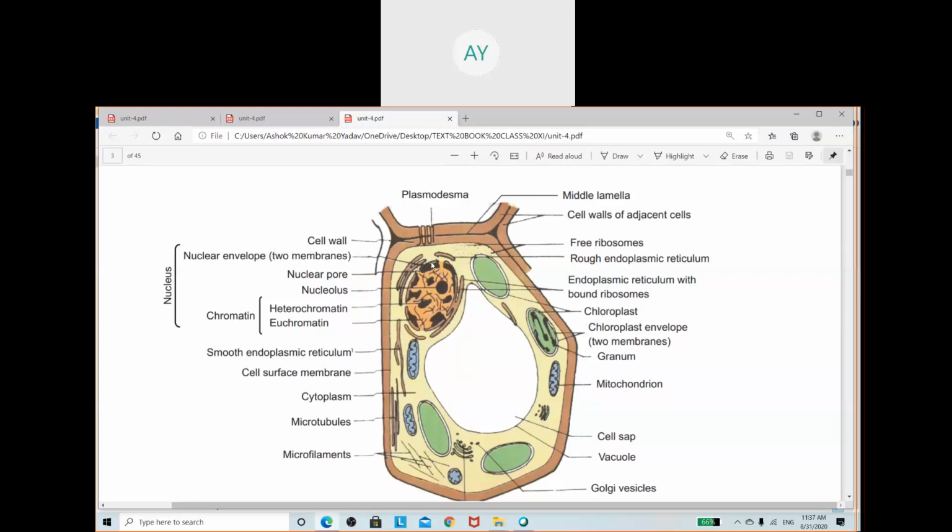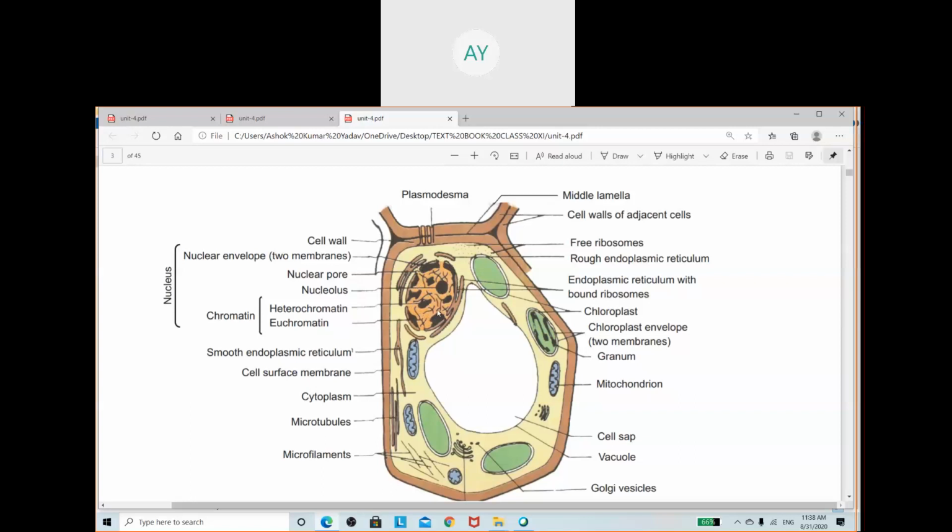And the other word is nucleoplasm. Please write the word nucleoplasm. So what is nucleoplasm? The liquid inside the nucleus is known as nucleoplasm. You will find a liquid, just like a watery material, inside the nucleus, that is known as nucleoplasm.